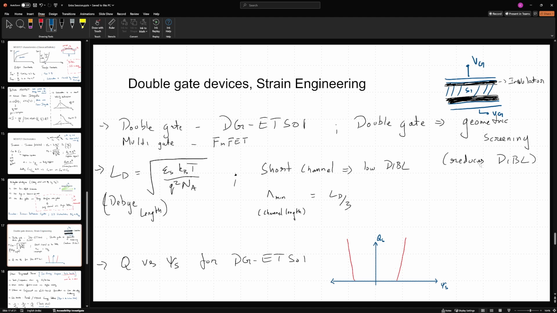And then one of those strategies was double gate devices or multi gate devices, strain engineering. So again, we saw some preliminary results, some ideas, how to mitigate screening, how to implement screening, how to reduce DIBL, and then the control of the gate voltage over psi-s and psi-s over the charge that is stored in the device.